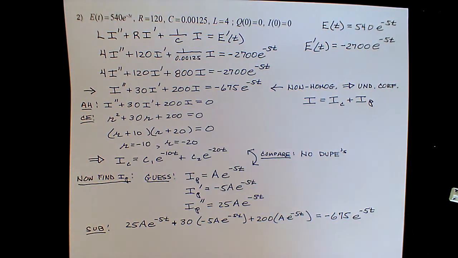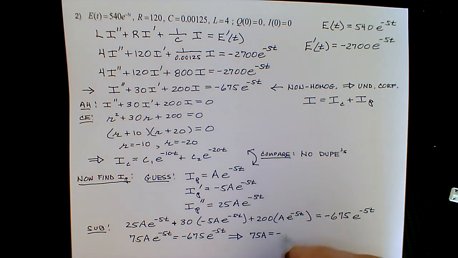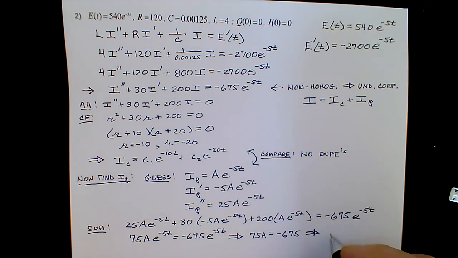Now we can divide out, well, let's crunch this down. That's negative 150 plus 200 is 50 plus the 25, so 75A e to the negative 5t is negative 675 e to the negative 5t. We can divide out e to the negative 5t, so 75A is negative 675, and then finally dividing by 75, A is negative 9.